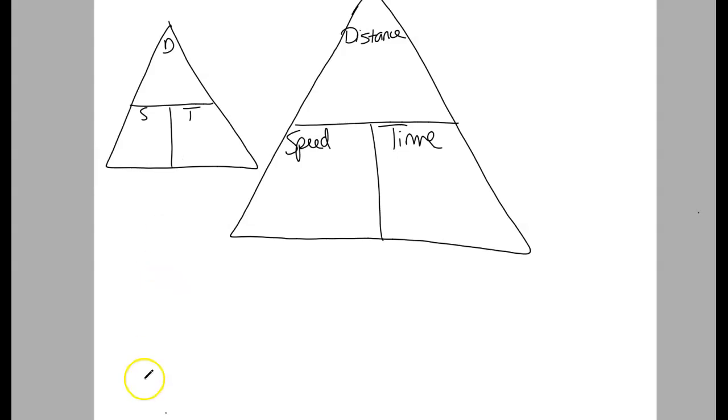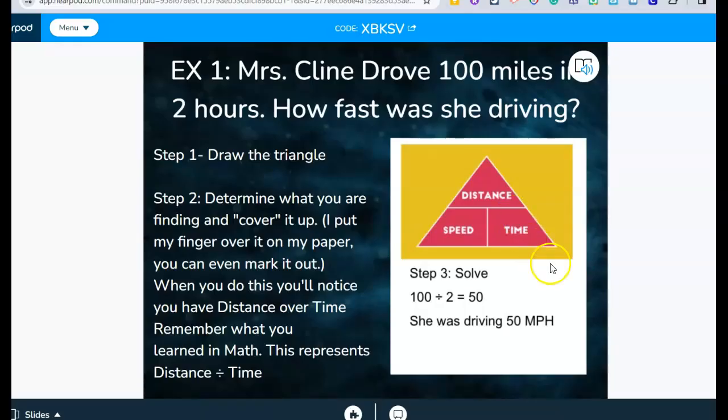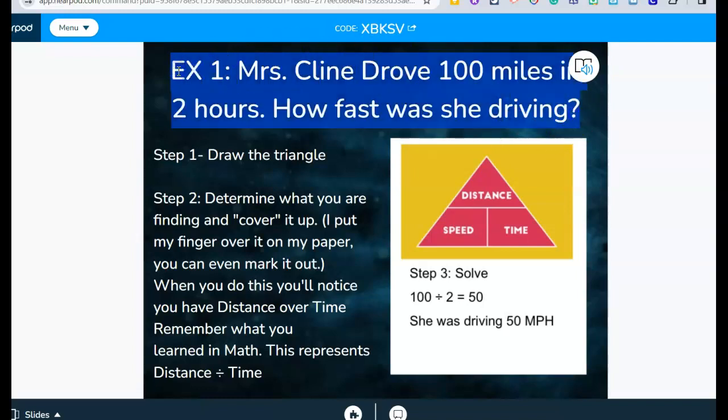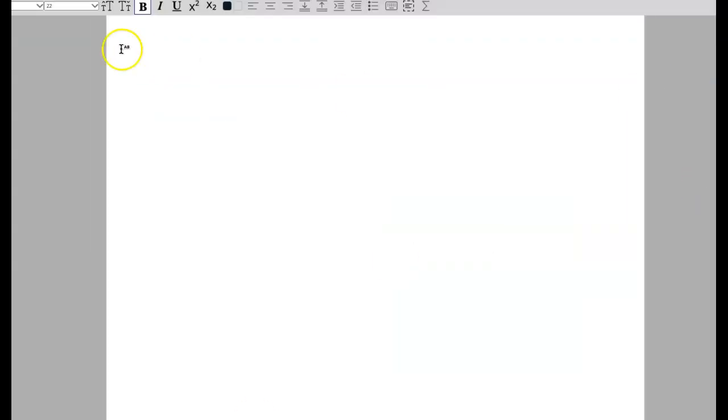DST triangle. All right. If I look here at Nearpod, it says to me, Mrs. Klein drove 100 miles in 2 hours. How fast was she driving? So if I come back here and I put this in, I'm going to put that question at the top here so folks can follow along.